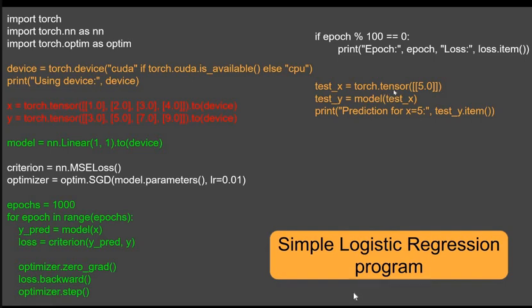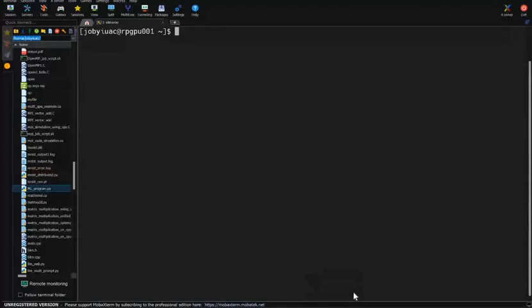Test x is torch.tensor 5. So that means I am testing it for 5, and I have test y equals model test x. The model is now created and trained, so model bracket test x means test x is torch tensor 5. That means 5 will be substituted here, and it will give me a predicted value for x equals 5. Okay, let's see a live demo of this program.